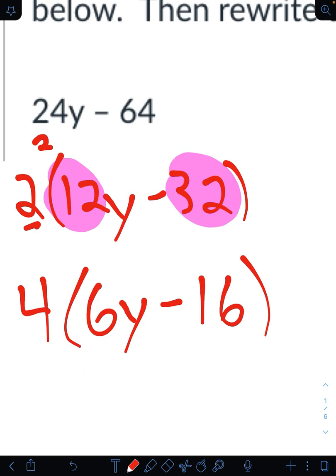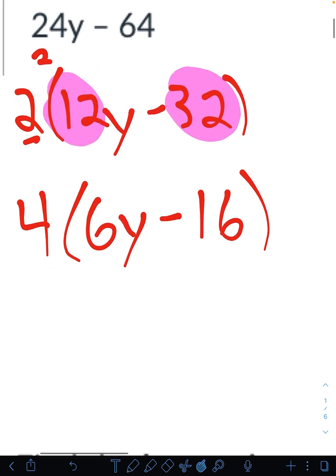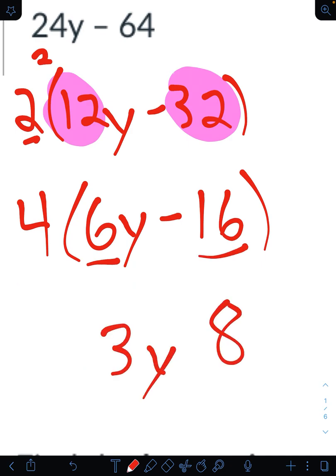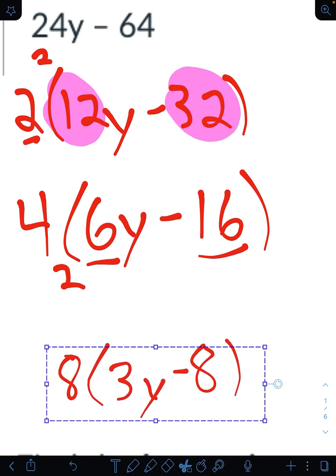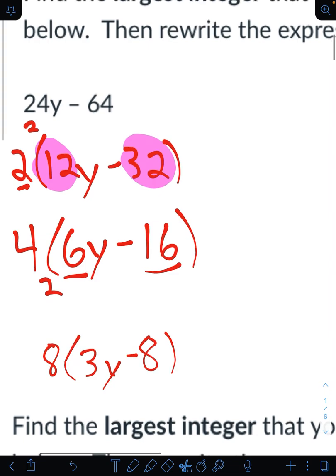Well, you could have taken out another 2. So let's do that. So half of 6 is 3. Half of 16 is 8. And another 2, and 4 times that 2 is 8. So this is the most factored expression that you have. And so you've now taken 8 out of 24, y, and 64. So you've factored it out.